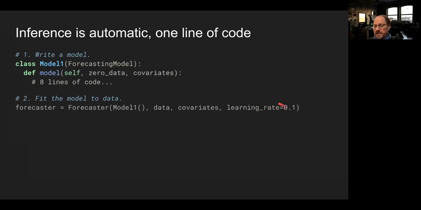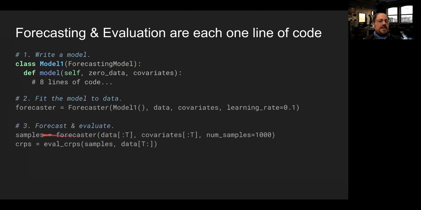And these are passed to a deep learning algorithm. Like the learning rate is just like a stochastic gradient descent learning rate. So this could take a few minutes, and then once you're done with that, you can generate forecasts or samples from that, just by passing it new data and new covariates extended into the future, and you can generate any number of samples you want. You can either use your own evaluation metrics, or we have some of our own evaluation metrics.